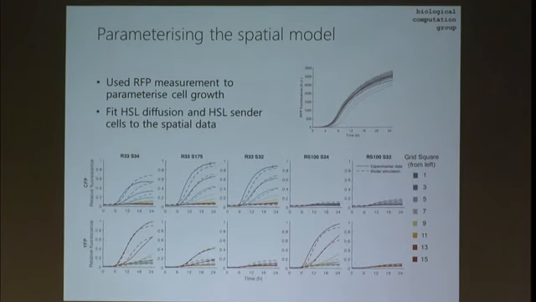But here we have an example of how well our model fits the data for these different constructs. This is the favorite one, and these are some of the other variants. In each trace here, the different colors represent different distances from the signaling source. The model is in the dashed lines, and the data is in the solid lines. And you can see it does a pretty good job of reproducing those data. All we needed to do there was calibrate the diffusion rates. So that gives us a quantification of those diffusion rates as well.